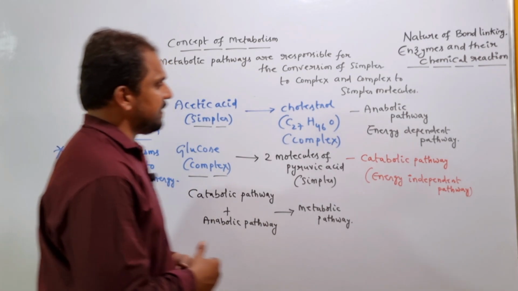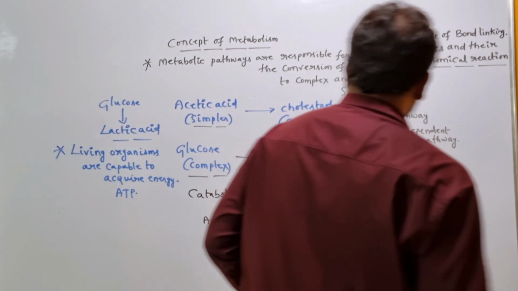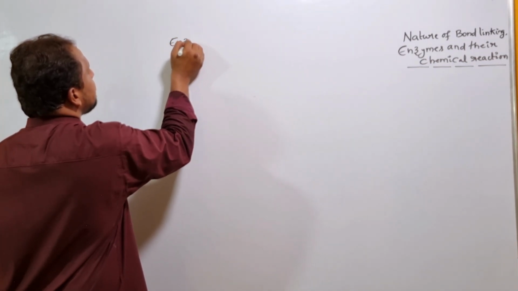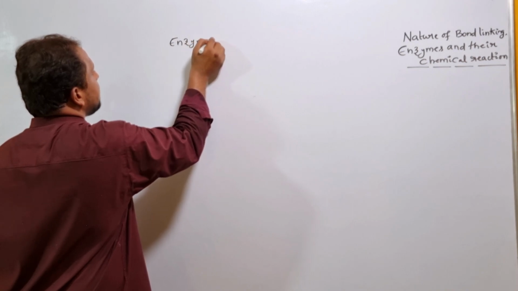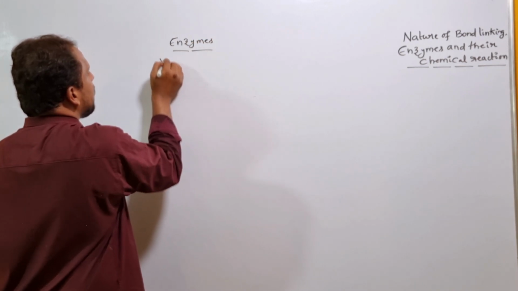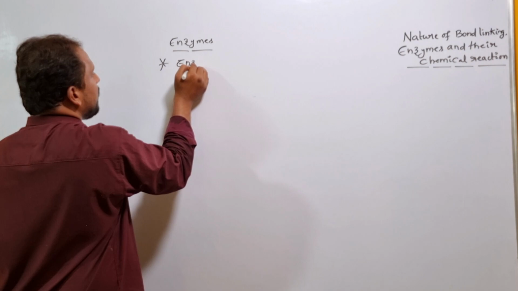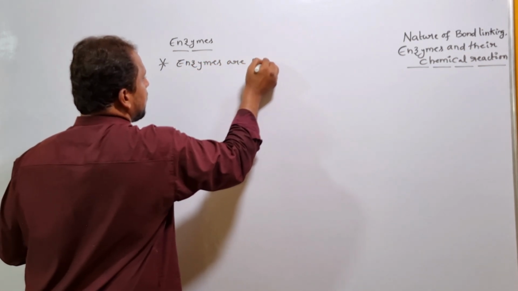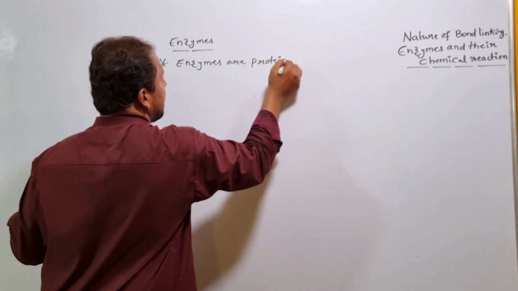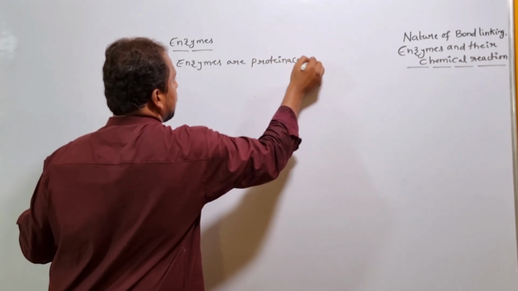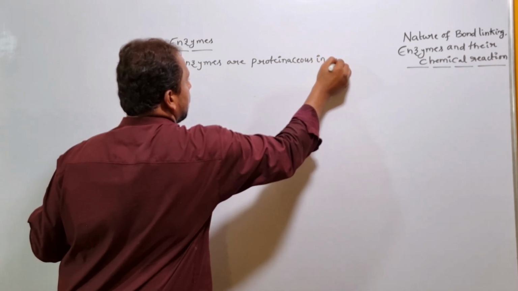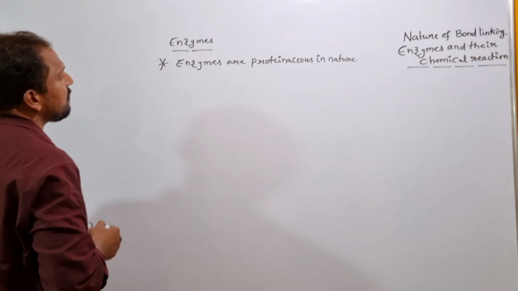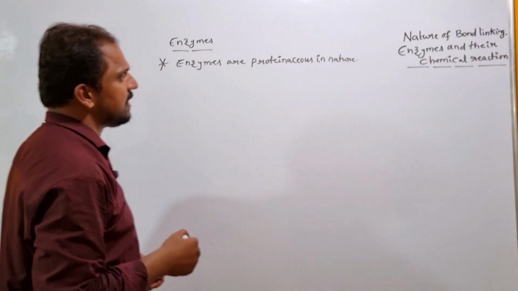So let me arrange the things here. And then after, we will be studying enzymes. So here, what are enzymes? Most commonly, enzymes are proteinaceous in nature. Is it clear? They are chemically composed of amino acids. So most of the biological enzymes are proteinaceous in nature.